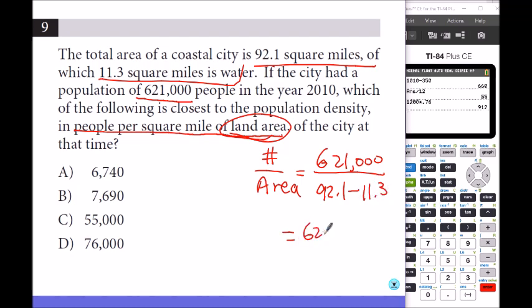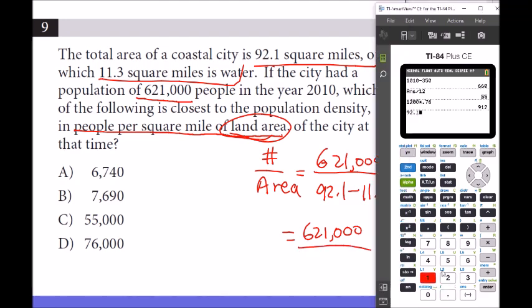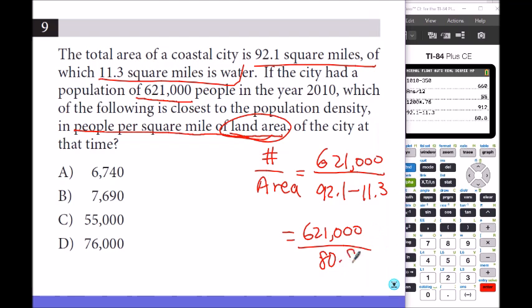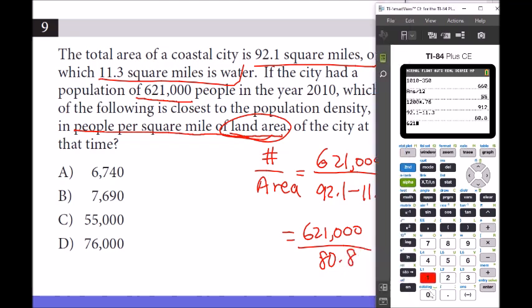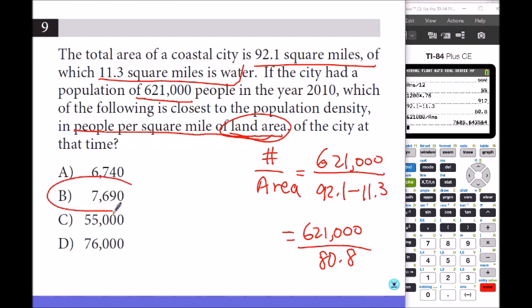So it is 621,000 divided by 92.1 minus 11.3. So you get 80.8. So 621,000 divided by that answer. Second negative, we'll just copy the previous answer. So it is 7,685, so close to 90.